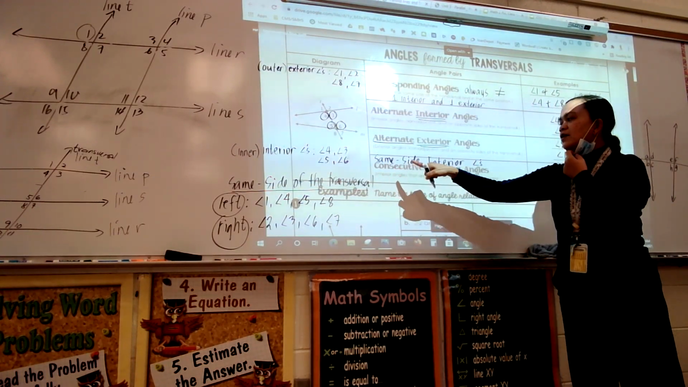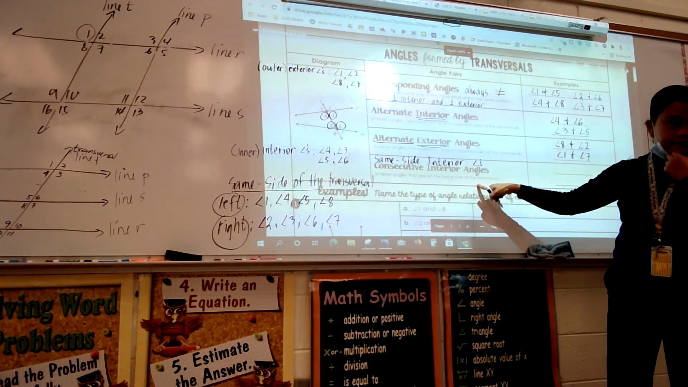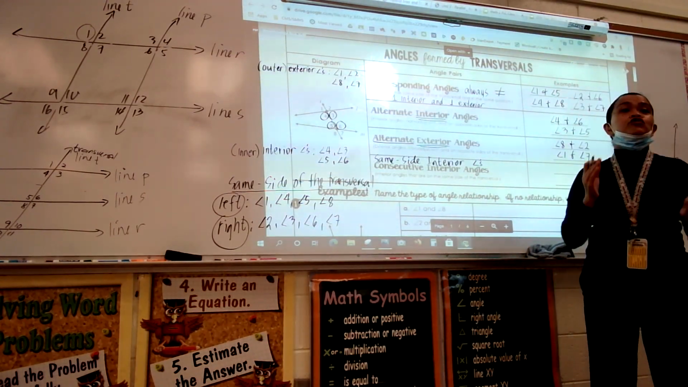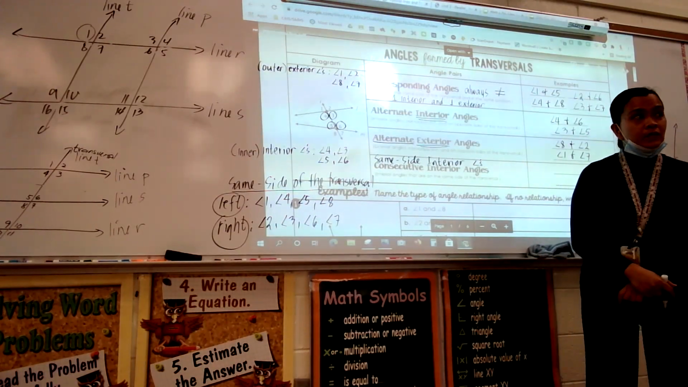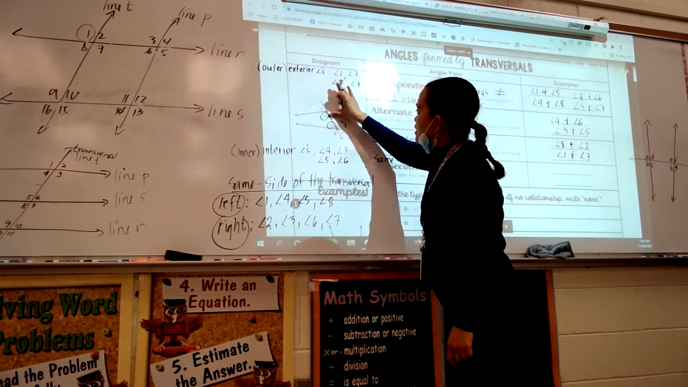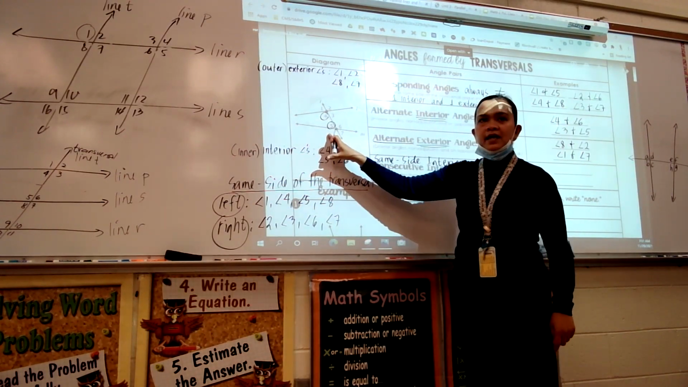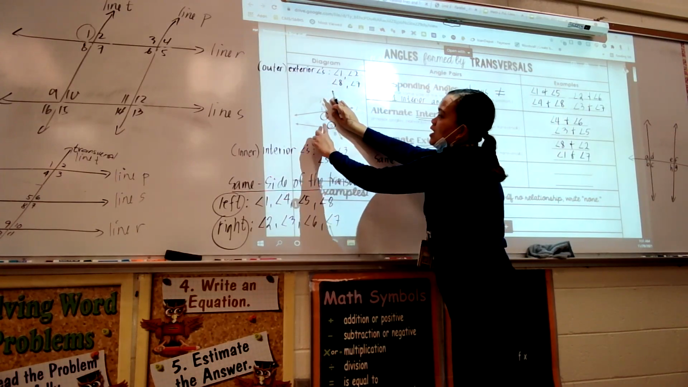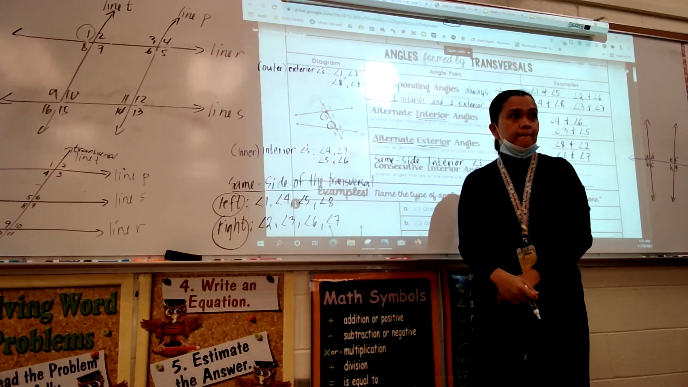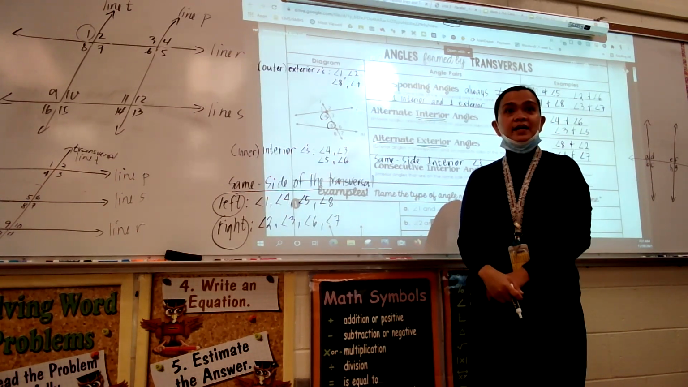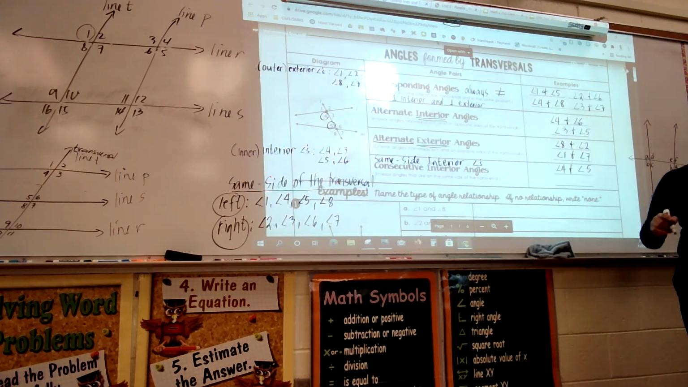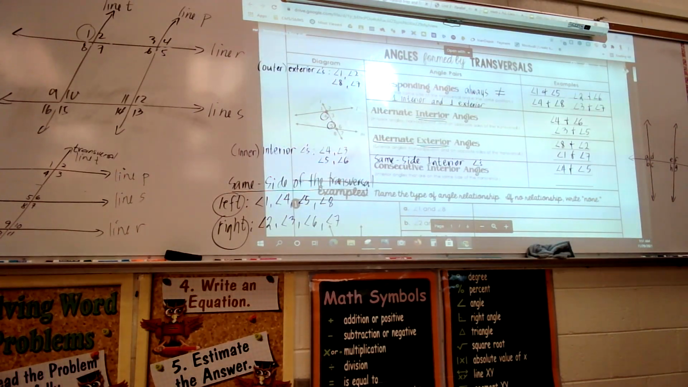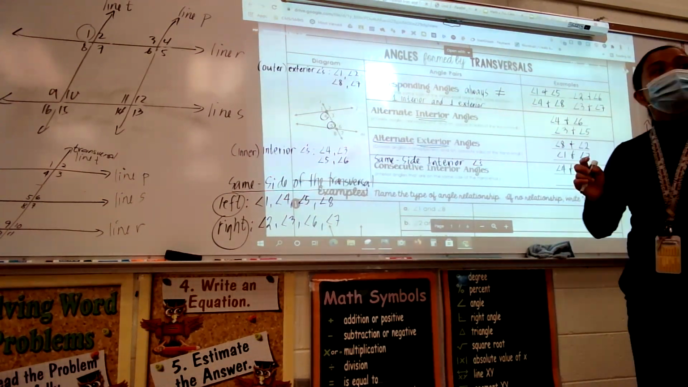Now, it says interior angles that are on the same side. This time, they are not alternate. It should be same side. So, I want you to give me one pair. Angle 4 and angle 5. So, I need to erase this side because I said same side interior angle. You got it? So that would be angle 4 and angle 5. Give me another pair. What's the other pair? Angle?